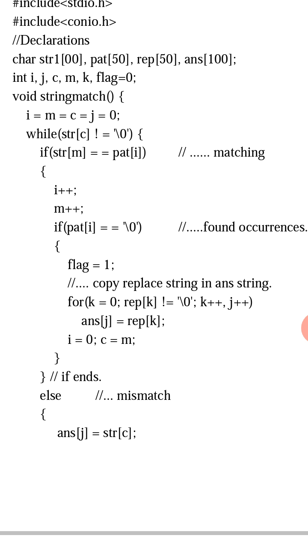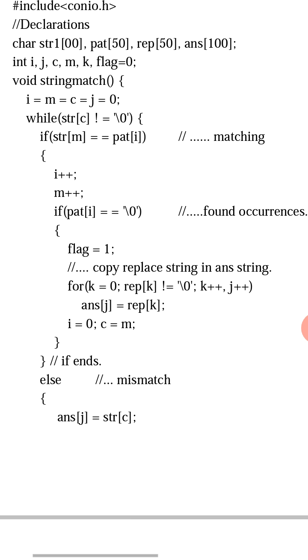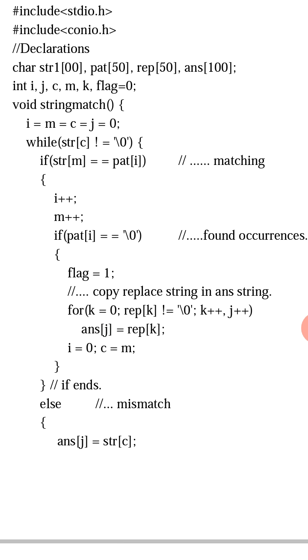Initially I am assuming flag equal to 0, that means I have started my search with the assumption that the pattern is not present in our main string, but my assumption failed and now the pattern is present in my string. Hence I am changing the value of flag from 0 to 1.